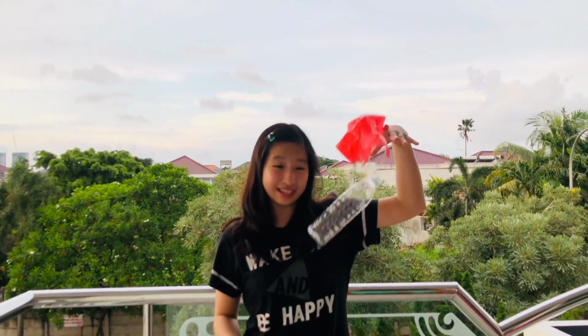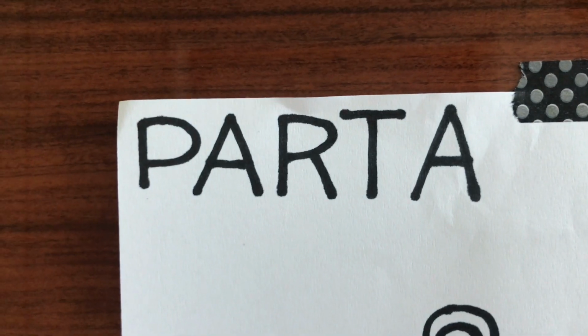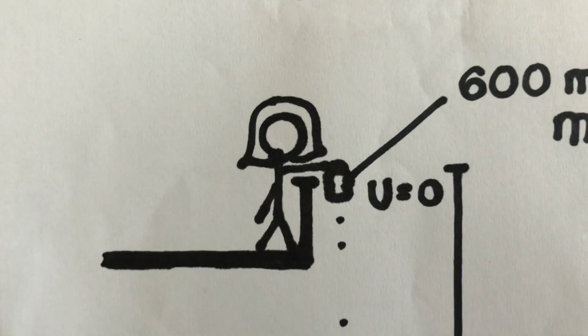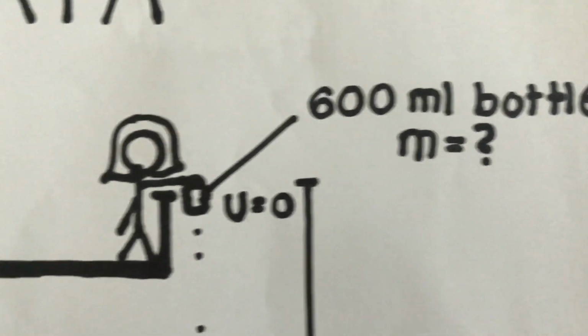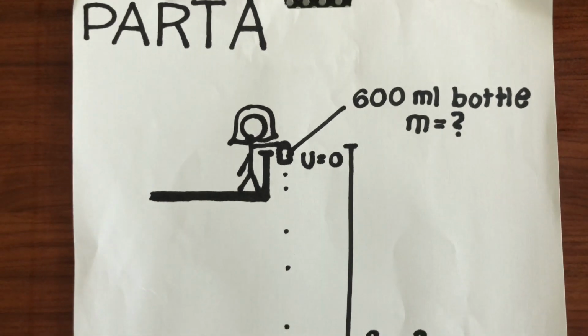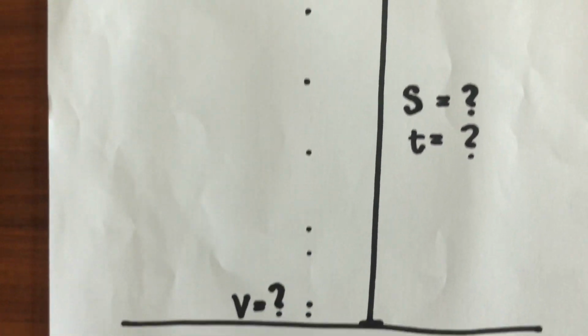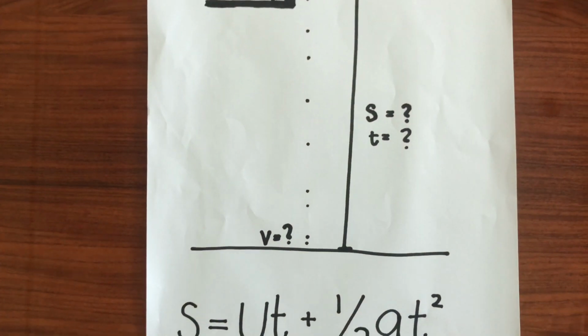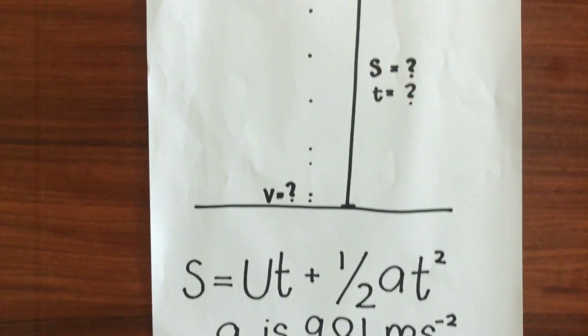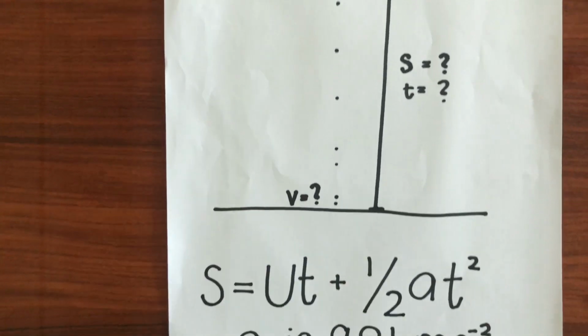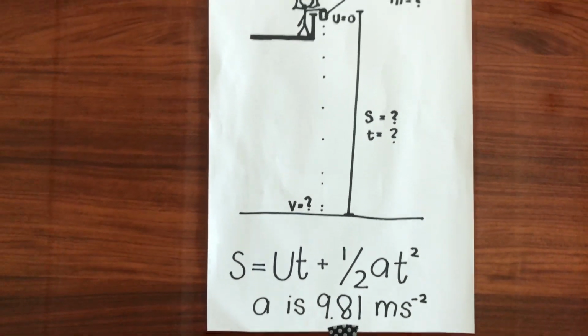This is my A&E project on investigating KE and GPE using the bottle drop experiment. For part A, we would be using an empty bottle of mass m, which we will take later, and drop it with an initial velocity of 0 through a height of s. We would then record the average time and fit it into this equation of motion to find the distance, or the height in which the bottle is dropped, and the final velocity v.